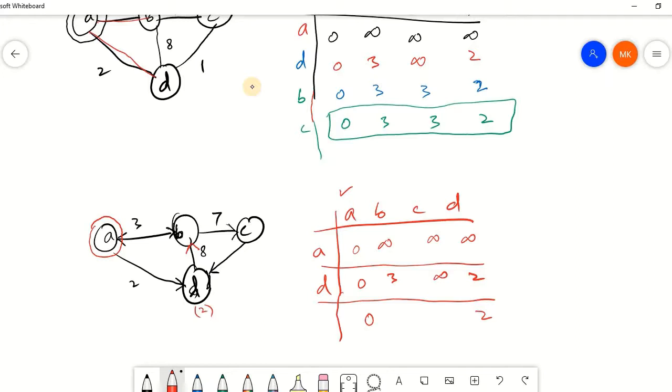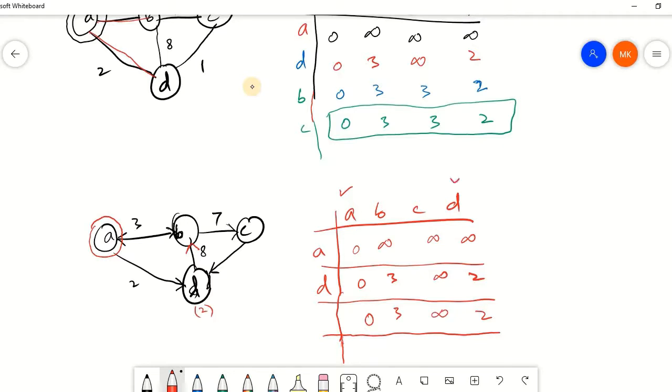But we already have a cost of getting to B as 3, which is smaller than 10, so we will remain with 3. From D, we cannot go to C in this case because there is no edge that could take us from D to C, so this is going to remain as infinity. So that is basically the difference between directed and undirected graphs, that now we can only traverse the edges with their directions.